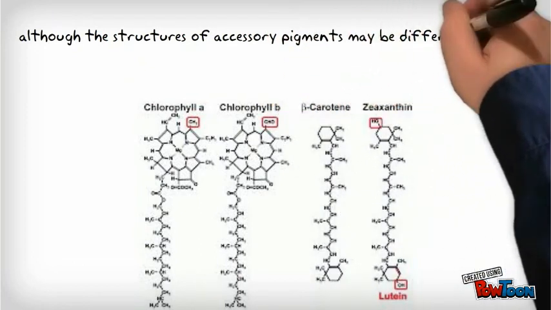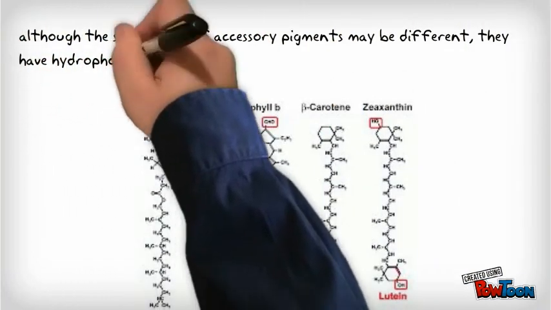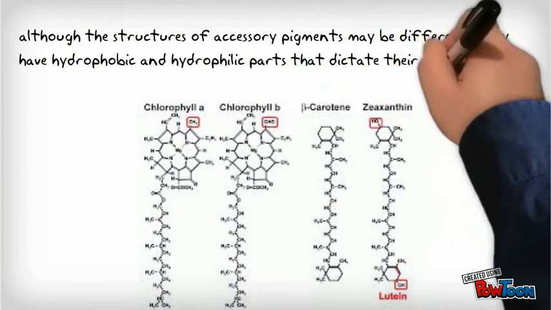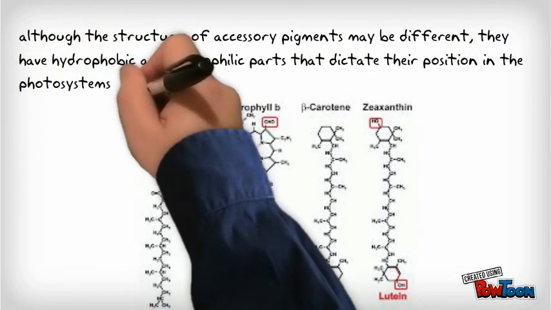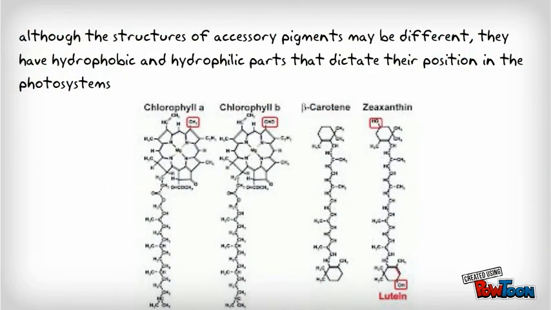On this slide, we see the structure of the accessory pigments, and they look very much like chlorophyll. That's there as well for you to see. Long hydrocarbon chains that are going to dictate where the molecule will sit in the membrane.